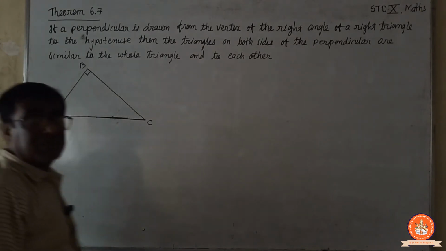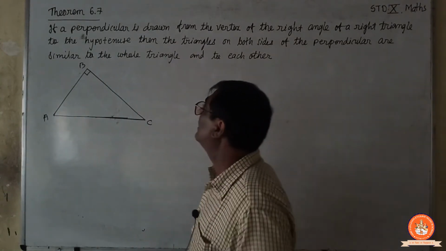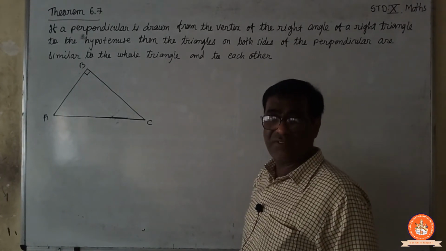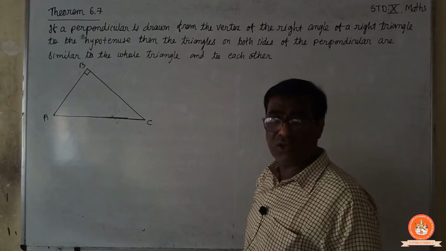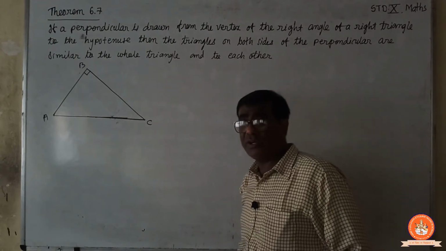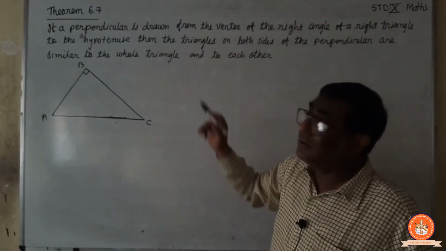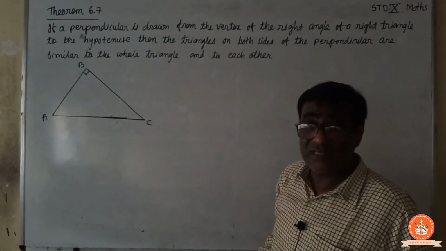Now theorem number 6.7. We have to learn theorem 6.7 and prove 6.8, which is the Pythagoras theorem. But before we prove the Pythagoras theorem, we have to discuss theorem number 6.7.